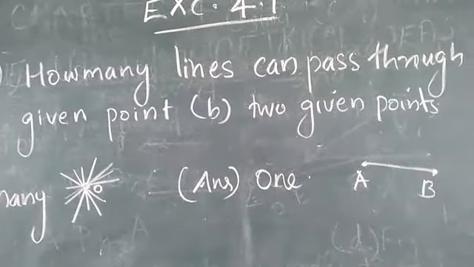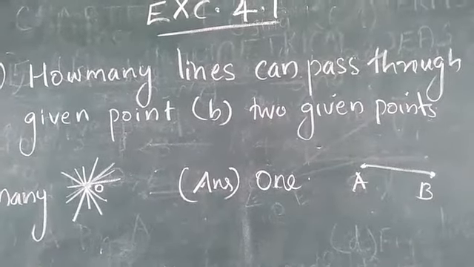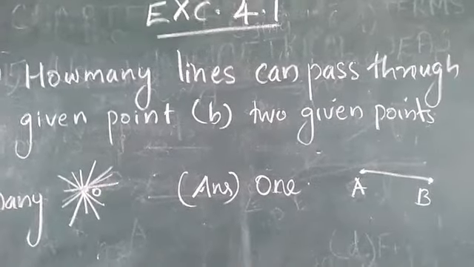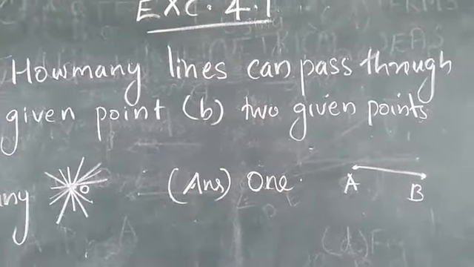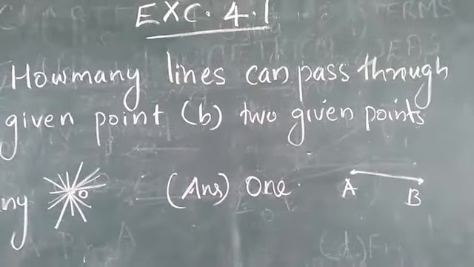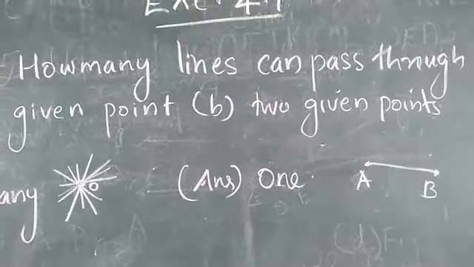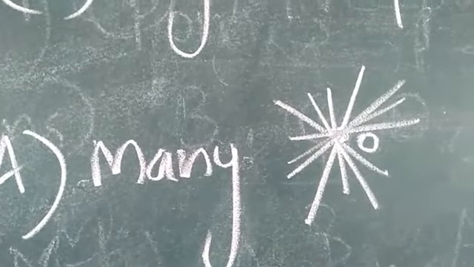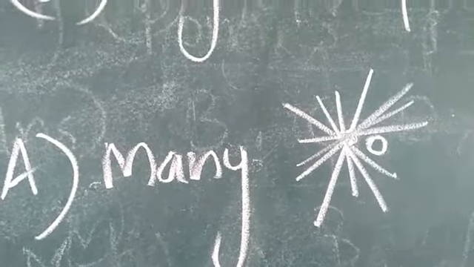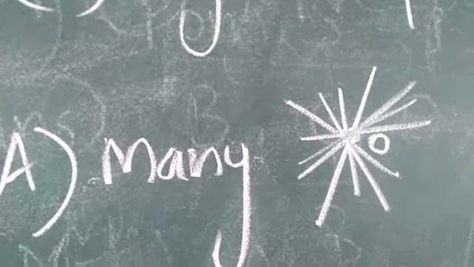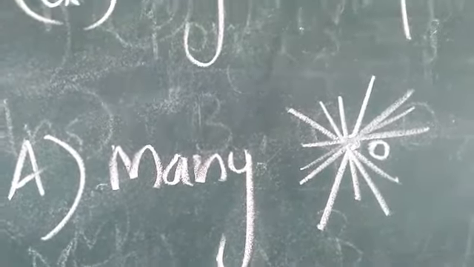Next question, how many lines can pass through a given point? B question, 2 given points. That means how many lines can pass through 1 point? Here you can see a common point O. Through that O we can draw many lines. So the answer is many.